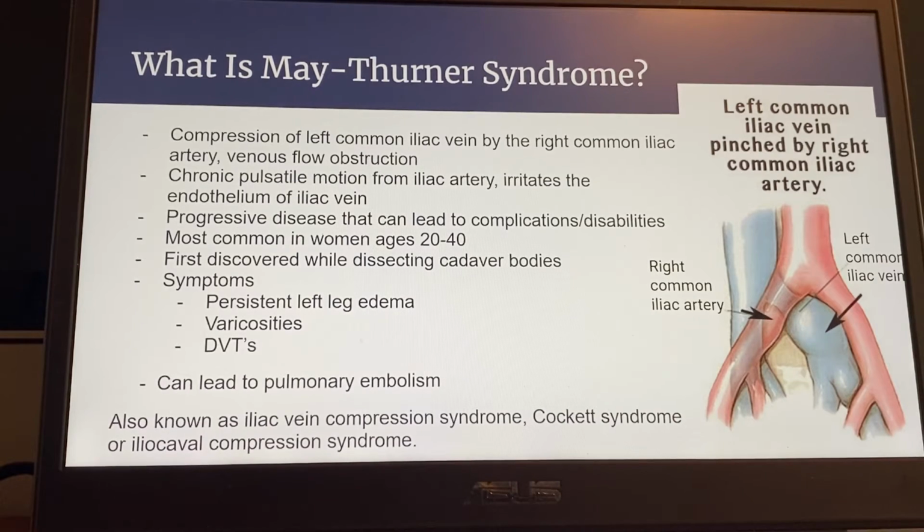There are a few symptoms that can be persistent with this pathology: persistent left leg edema, varicosities, and DVTs. Because May-Thurner syndrome can cause DVTs after the compression area, the DVTs can lead to pulmonary embolisms if any of those pieces break loose. There are a few different names for May-Thurner syndrome: iliac compression syndrome, iliac vein compression syndrome, Cockett syndrome, or Ilio-Caval compression syndrome.